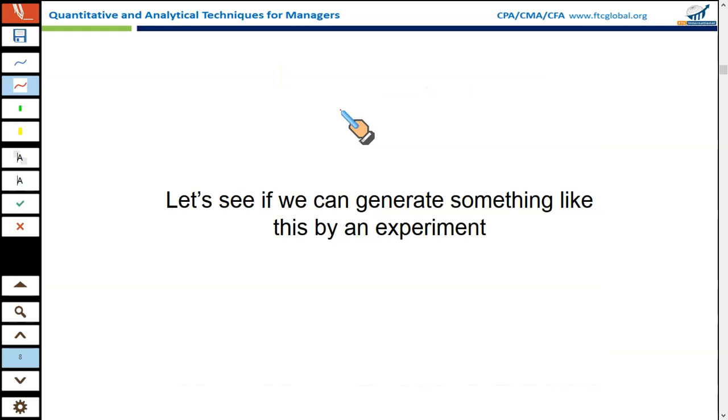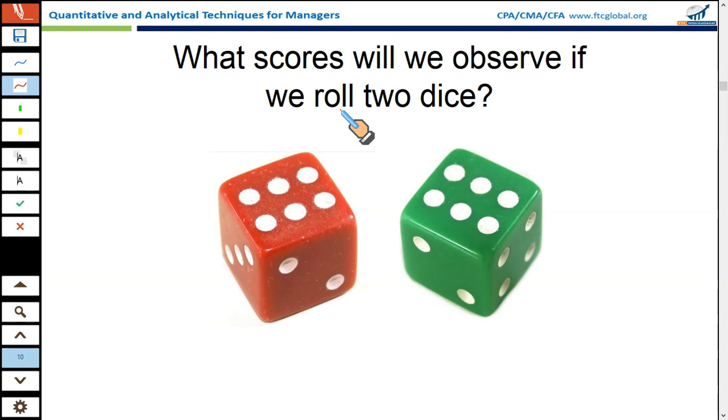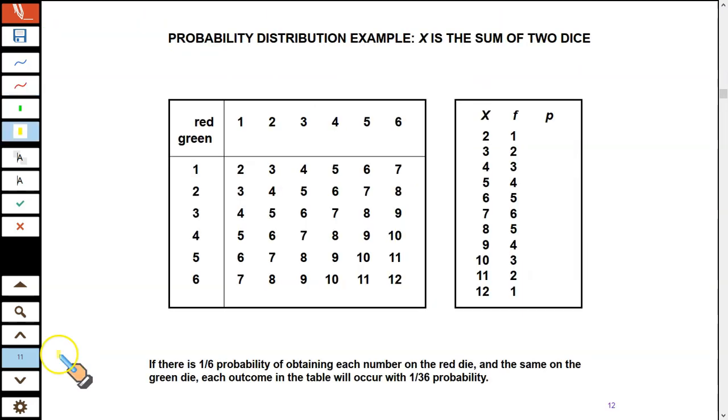All right, let's see if we can generate something like this by an experiment. Let's see, what scores will we observe if we roll 2 dice? So now, the red dice shows 1, 2, 3, 4, 5, 6, and the green shows 1, 2, 3, 4, 5, 6. Right? These are the possibilities for the 2 dice. So X here represents the sum of 2 dice.